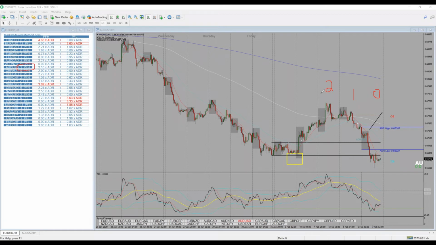So as long as we have this, we are bearish, right? Because the peak formation high right here.